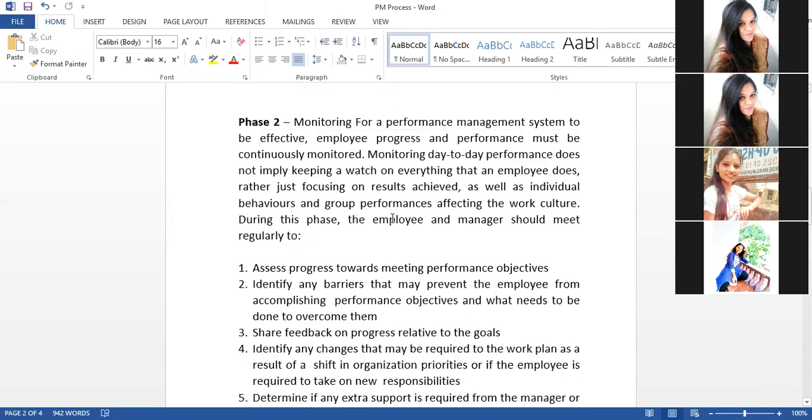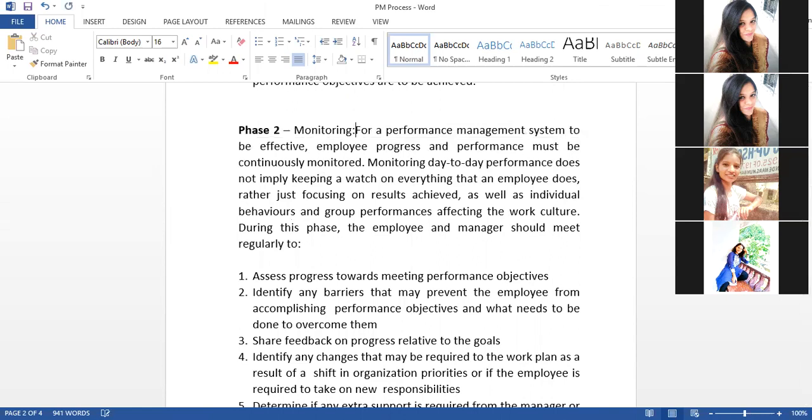So moving on to phase 2, which is monitoring. All right, let us go ahead with monitoring. Phase 2, monitoring. For a performance management system to be effective, employee progress and performance must be continuously monitored. Monitoring day-to-day performance does not imply keeping a watch on everything that an employee does. Rather, just keep focusing on results achieved, as well as individual behaviors and group performances affecting the work culture. During this phase, the employee and manager should meet regularly to... Okay, we will go one by one.